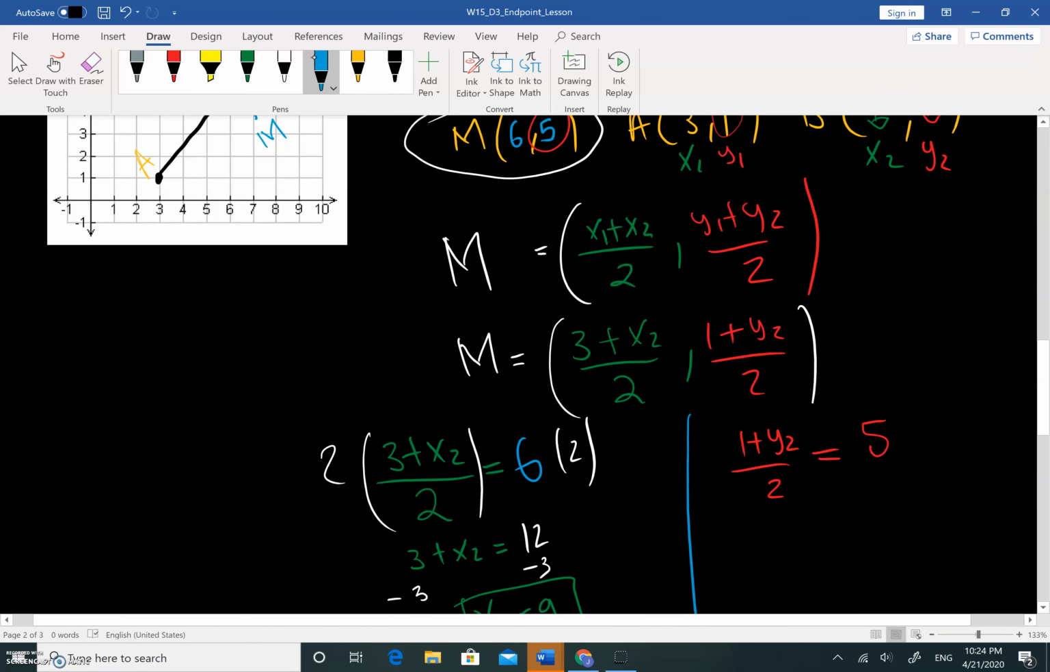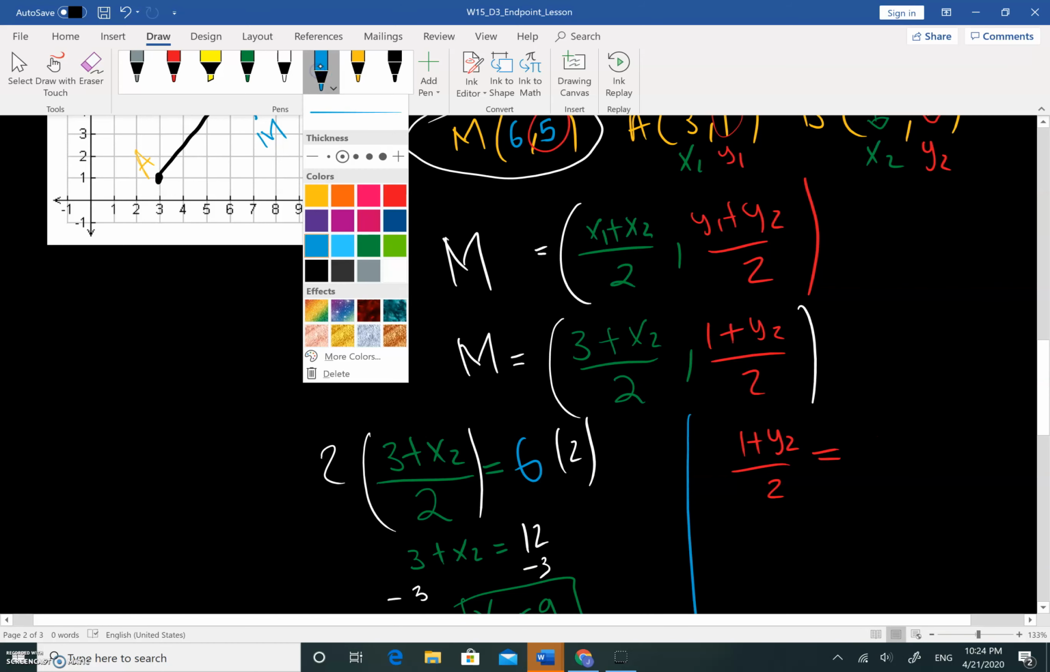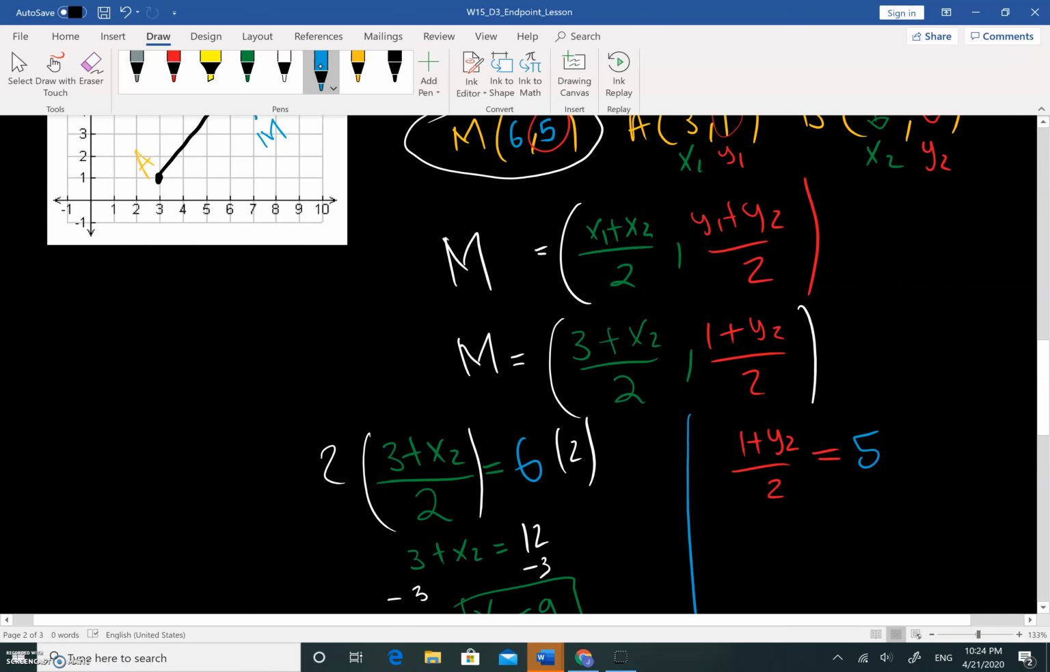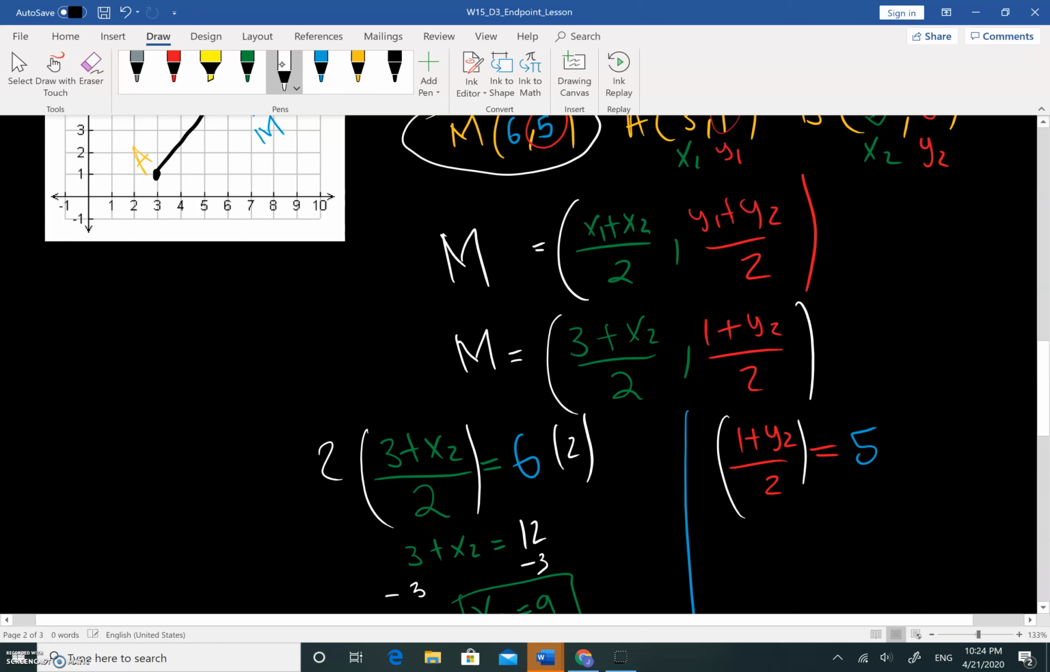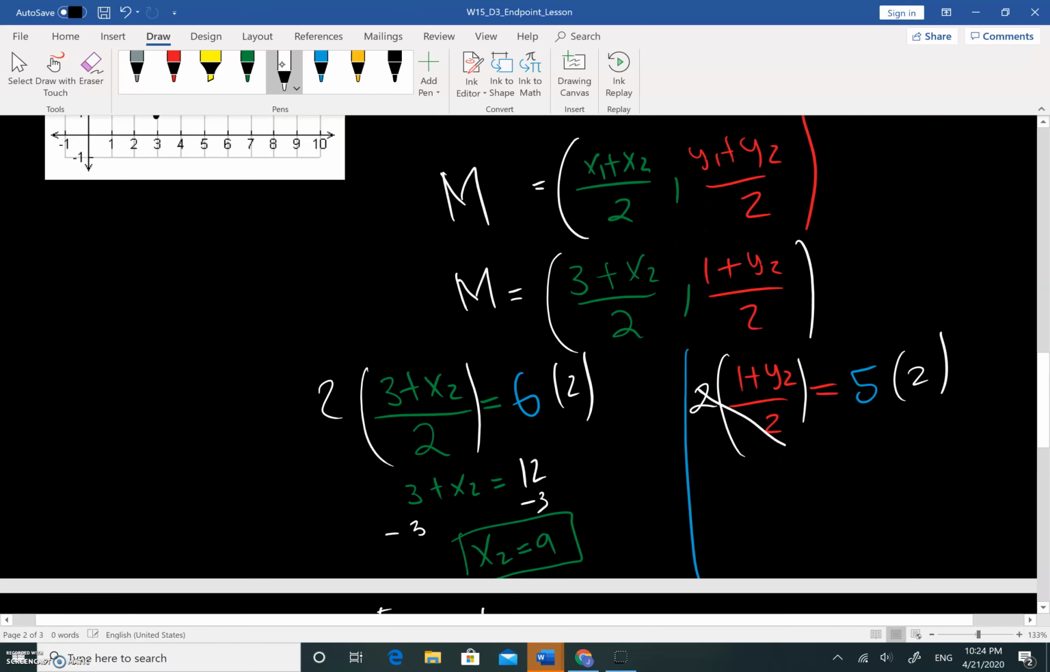And then we use the same process. Remember, we have to use algebra. So what are we doing to the y2? We are adding 1 and then dividing by 2. The last thing that we did was divide by 2, so we have to get rid of that, the 2 on the bottom. You do that by multiplying both sides by 2. These two cancel out, so now you have 1 plus y2 is equal to 10.